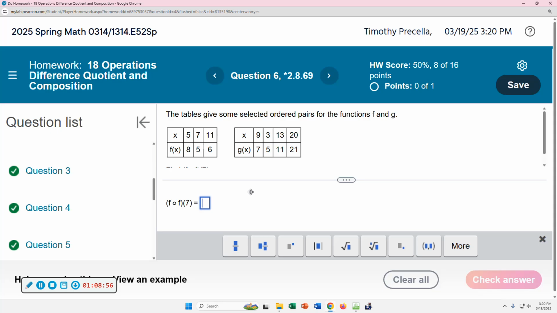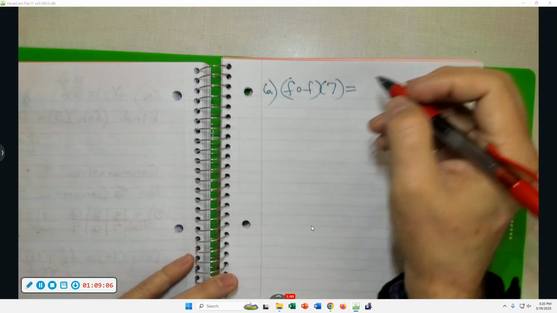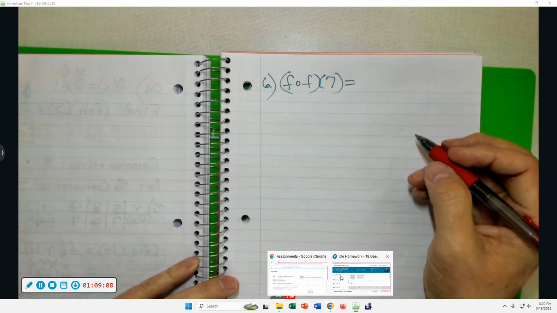F composed with F at 7. We're going to write it down. I better write down the little table also. Just write down the F table. Yes, but I need to see the F table.